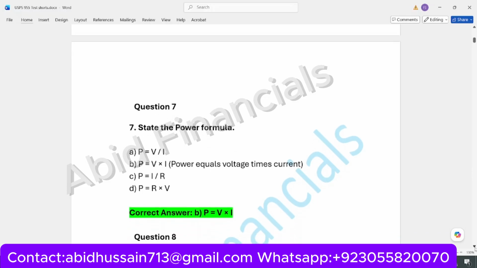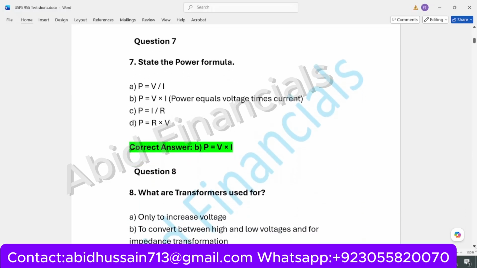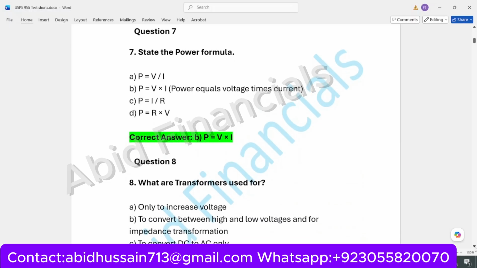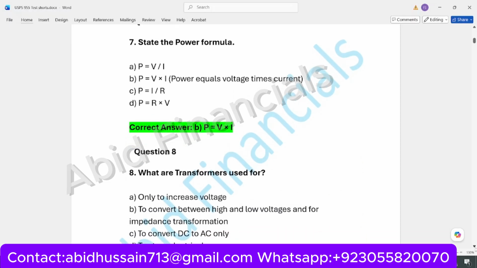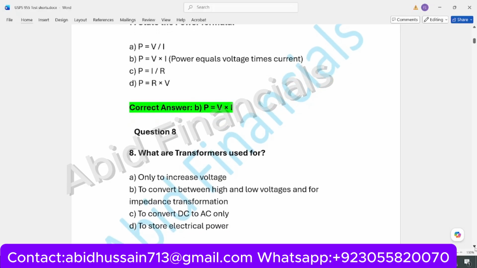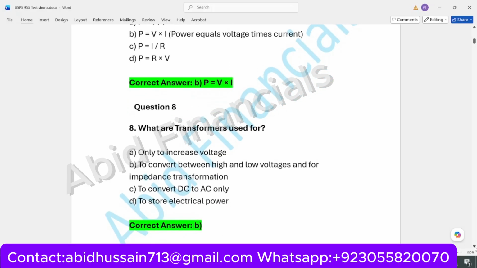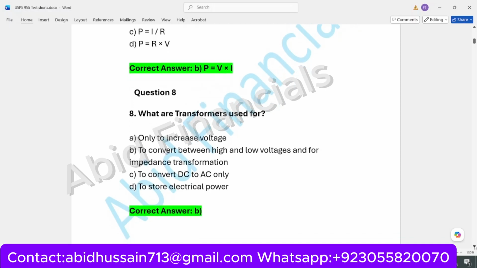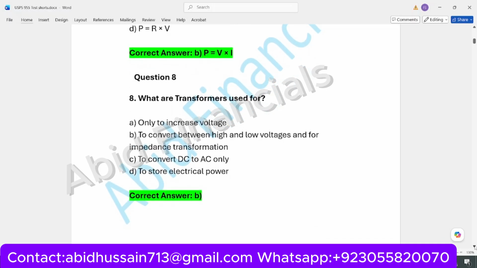Question number 8: what are transformers used for? A: only to increase voltage. B: to convert between high and low voltage. C: convert DC to AC. And D: to store electrical power. The correct option is option B: convert between high and low voltage and for impedance transformation.